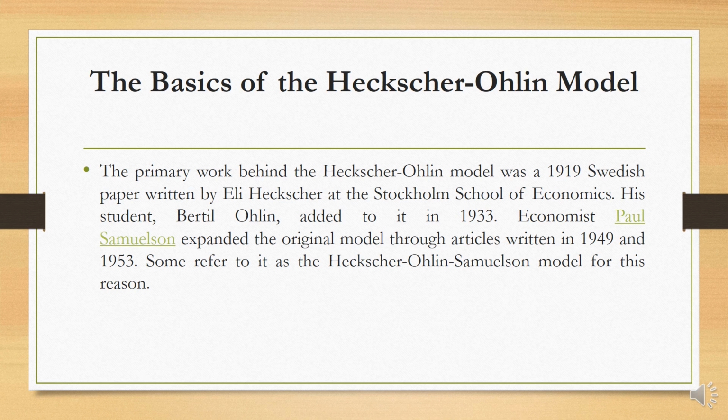The primary work behind the HO model was a 1919 Swedish paper written by Eli Heckscher at the Stockholm School of Economics. His student Bertil Ohlin added to it in 1933. Economist Paul Samuelson expanded the original model through articles written in 1949 and 1953. Some refer to it as the HO-Samuelson model for this reason.